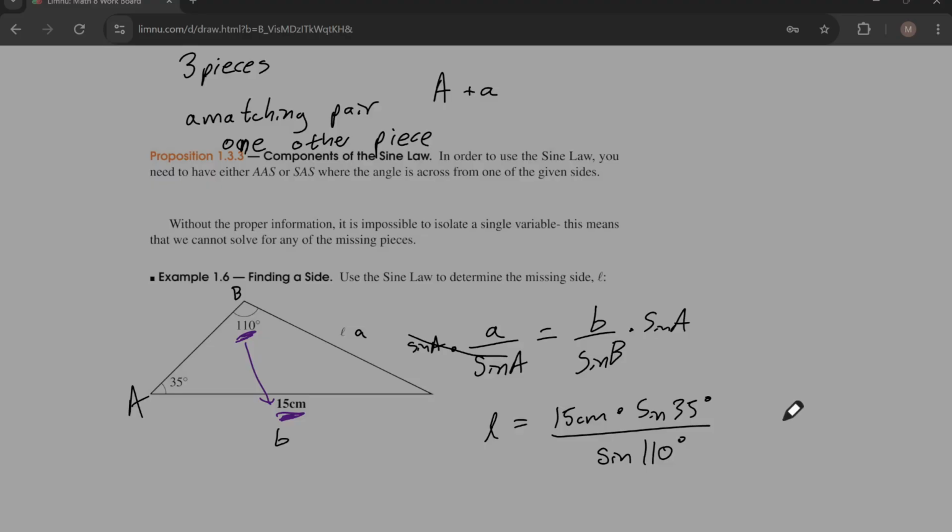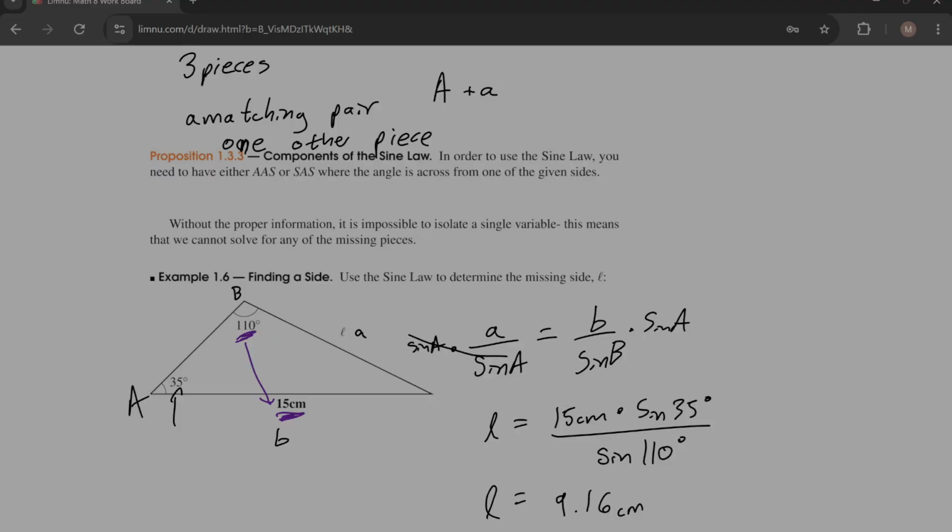Since there's only one thing in our denominator, you don't need to be too worried about how many brackets you put in the denominator. And that gives us an answer, and that tells us that L is equal to 9.1. It doesn't say how many decimals, so let's go 9.16, and that is centimeters. Now, one thing I'll caution you on is that I'm pretty sure this scale is off. This is not 35 degrees. It looks closer to 45.